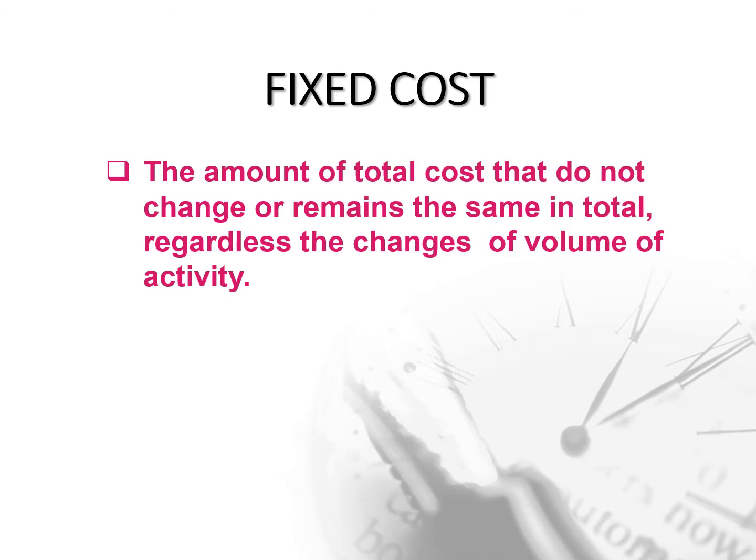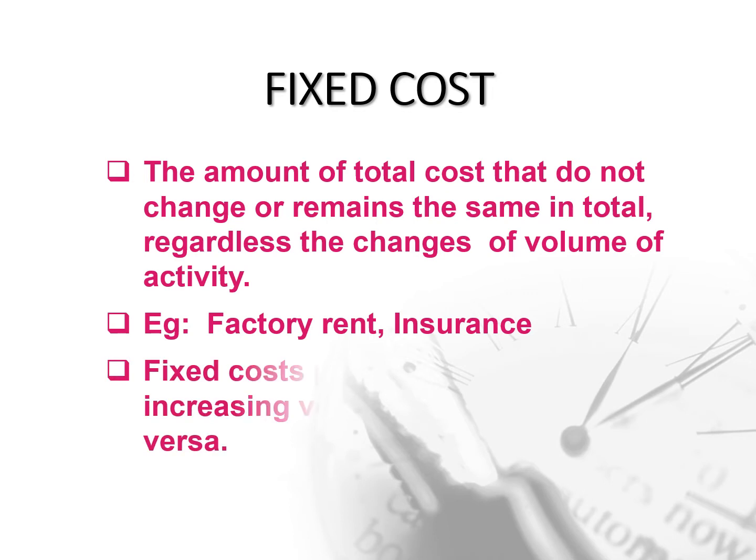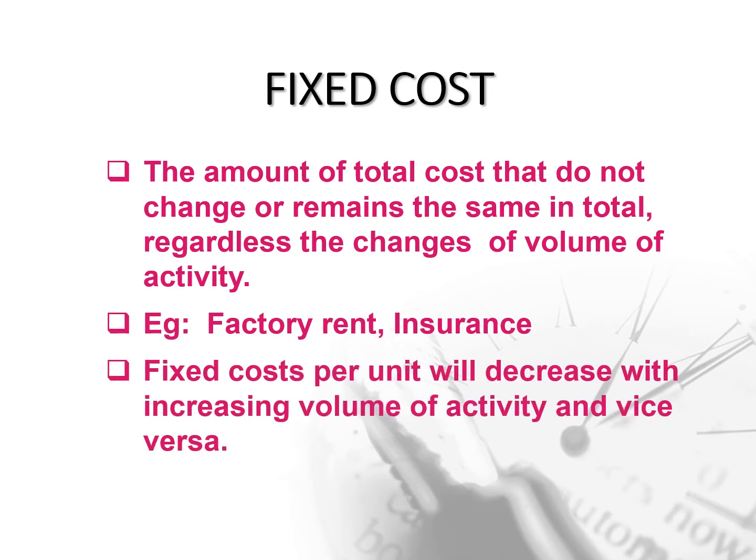Fixed cost. Fixed cost is the amount of total costs that do not change or remain the same in total, regardless of the changes in volume of activity. For example, factory rent and insurance. Whereas, the fixed cost per unit will decrease with increasing volume of activity and vice versa.